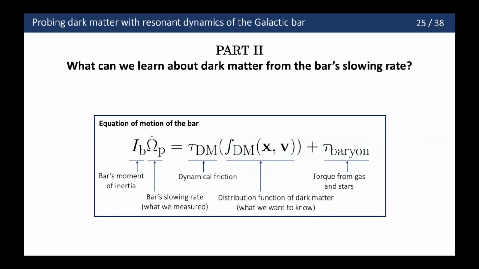Okay, now in the second part of my talk, I would talk about, now that we have the measurement... Sorry, I have one quick question before you move on. Can you also put a constraint on the bar's initial rotation rate based on how large the total metallicity gradient is from center to edge of your resonance? Okay, great, that's a good question.